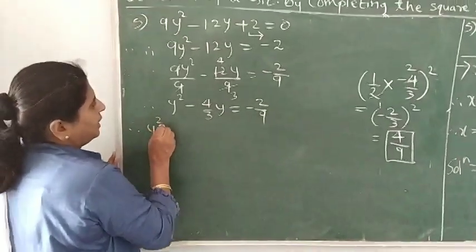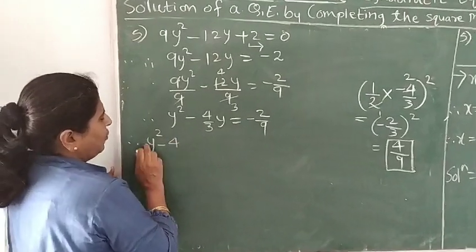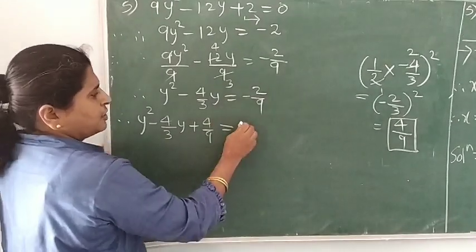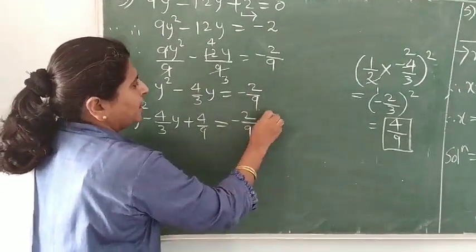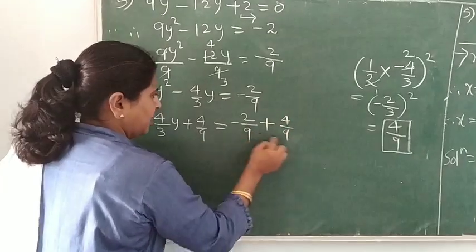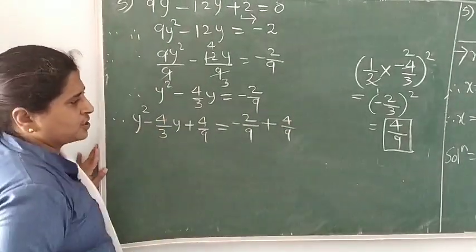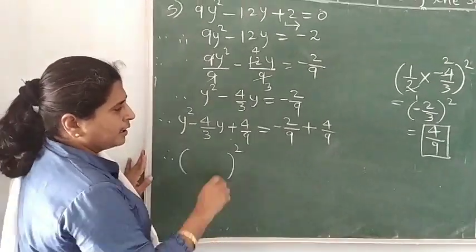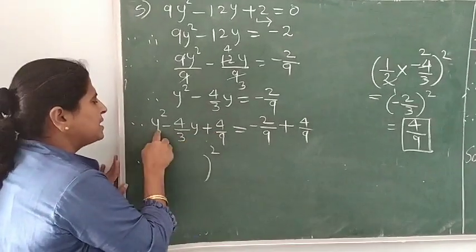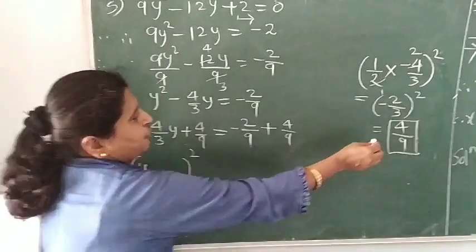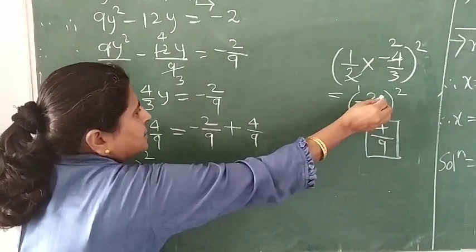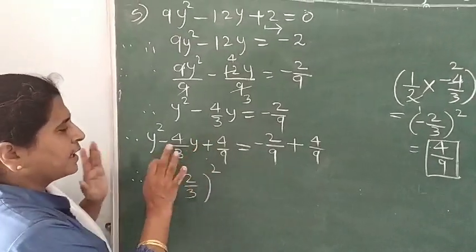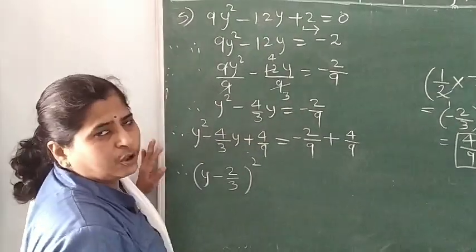So you can continue here as y square minus 4 upon 3y plus 4 upon 9, and on the right side also add the same number: minus 2 upon 9 plus 4 upon 9. So we have added this 4 upon 9 to both sides of this equation. Now this trinomial is a perfect square of a binomial. Again come to my tip. In this trinomial the variable is y, and this 4 upon 9 is the square of what? It is minus 2 upon 3. Write this minus 2 upon 3. That's it, so don't take tension. This trinomial is a perfect square of this binomial only.